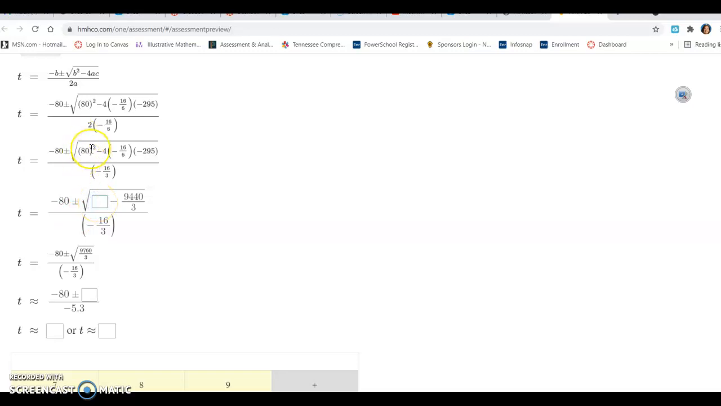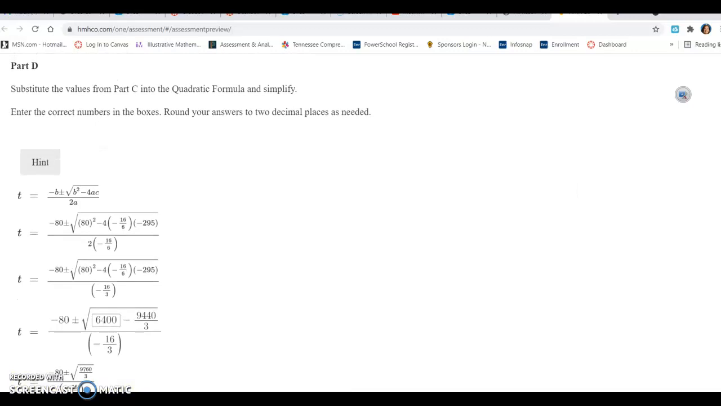So we're going to take 80 squared. And 80 squared is 6,400. I should have known that because 8 squared is 64. And then if you bring that down, it looks like we're going to take the square root of 9760 divided by 3. That's probably going to be a decimal, so we need to see what it says. It says round your answers to 2 decimal places.